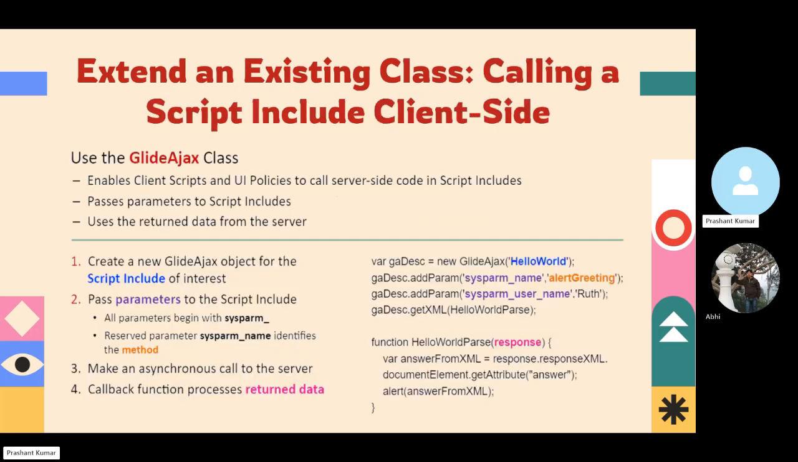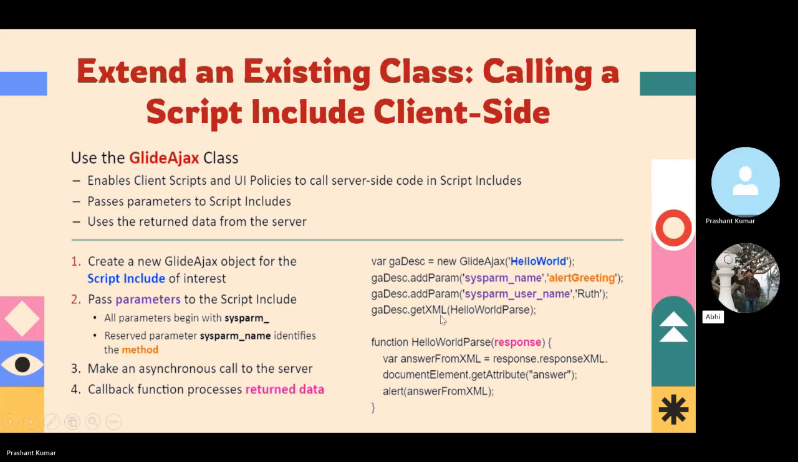So this is an example. There are two types of example. For this, first they have mentioned how you can create it. This creates a new GlideAjax for the script include, passes parameters, and makes an asynchronous call. Then the callback function processes the return data. So this is the callback function which we used to write under client script. And here you will see this is an asynchronous call because we are using getXML here.